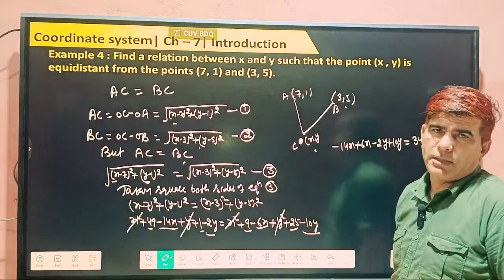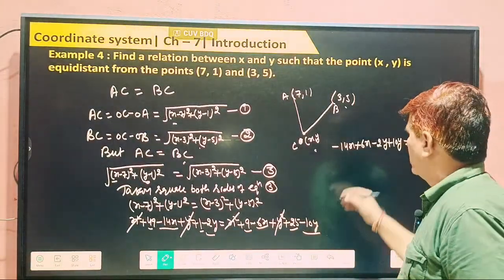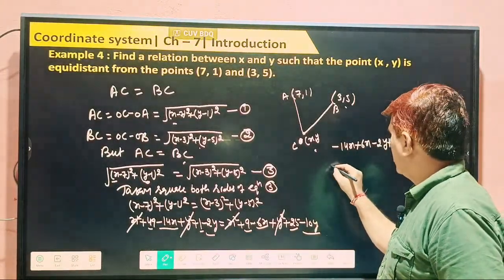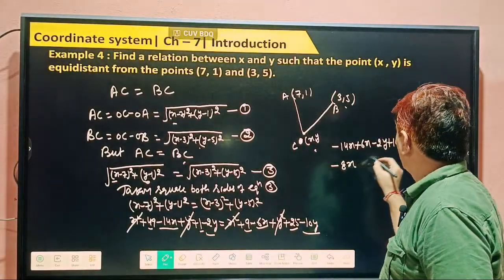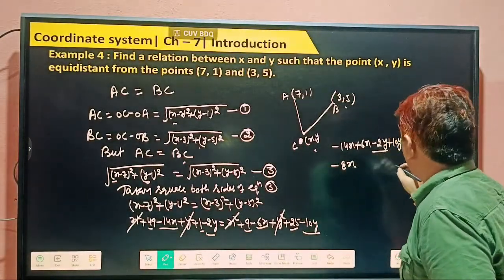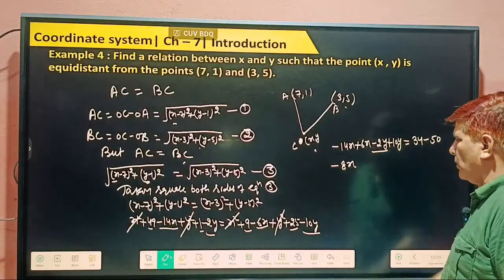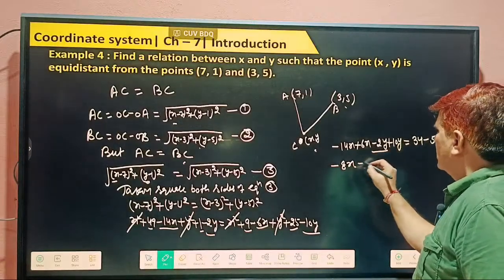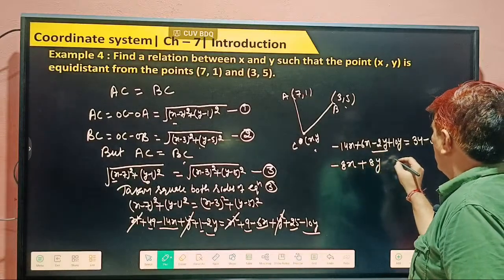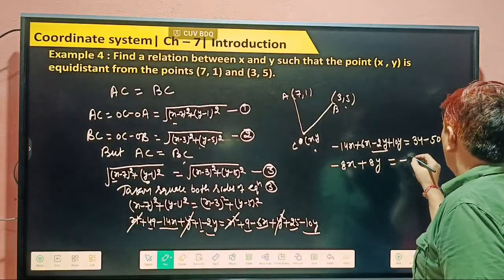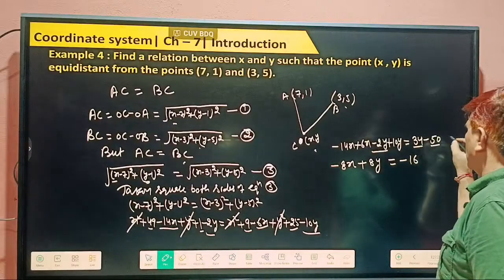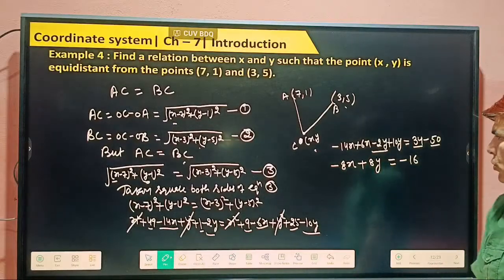14x of minus, 6x of plus. So what's left? Minus 8x, minus 2y of minus and 10y of plus. So plus 8y equal to how much? Minus 16. These are plus, these are minus. I think you know these rules.